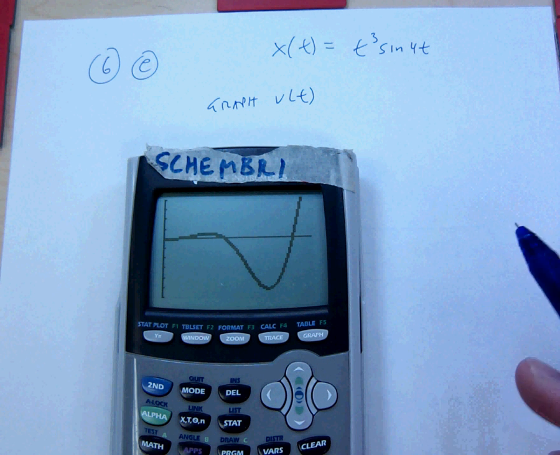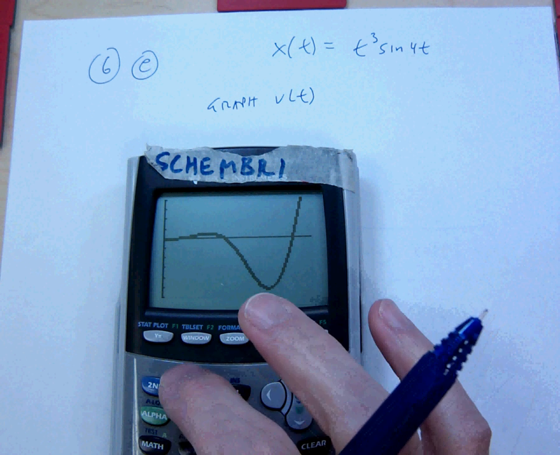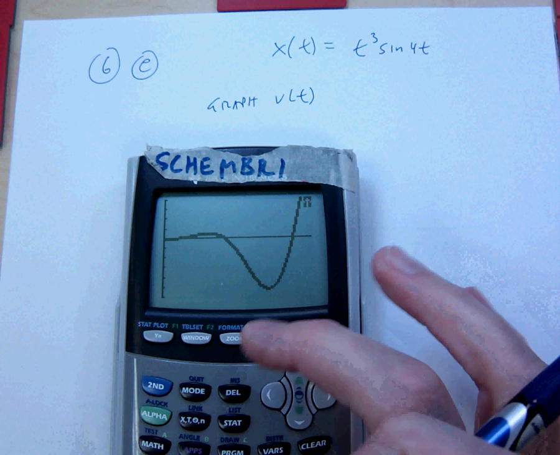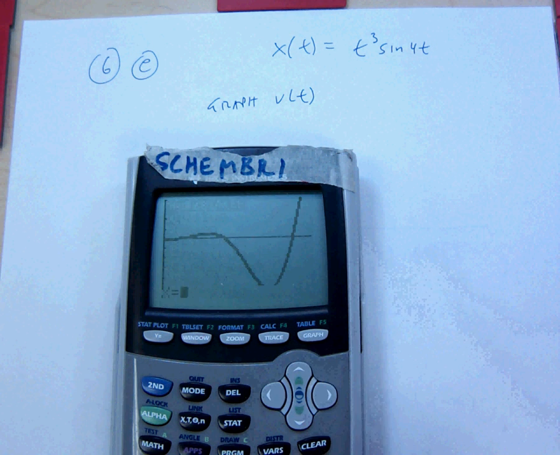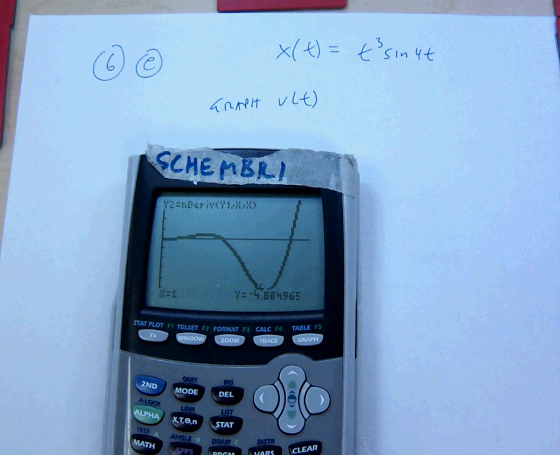Okay, so looking at the graph of the velocity, it says to locate V of 1 on the graph. How do I locate a point on the graph here? I do what? Second calc, or second trace, what? Value. And I type in a 1 and I hit enter. You see where the point is? You see where it's flashing down here? You see that point right there? 1, negative 4.888? Okay.